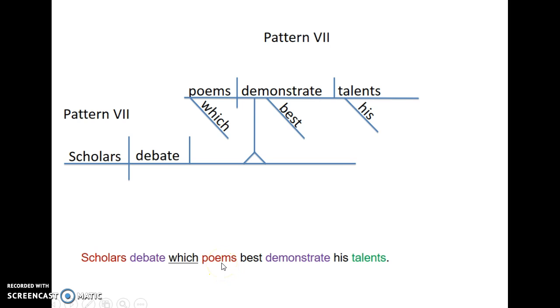I've got a subject is poems. My verb is demonstrate. Demonstrate what? My direct object is talents. So that is subject, verb, direct object, pattern 7. His goes with talents, best goes with demonstrate, and which, our interrogative here, is modifying the noun poems. Or you can think about it in terms of which is an adjective question if we go back to that parts of speech thing from the very beginning of the semester. So that's an adjective, goes below the subject, go below the noun it's modifying. Okay.